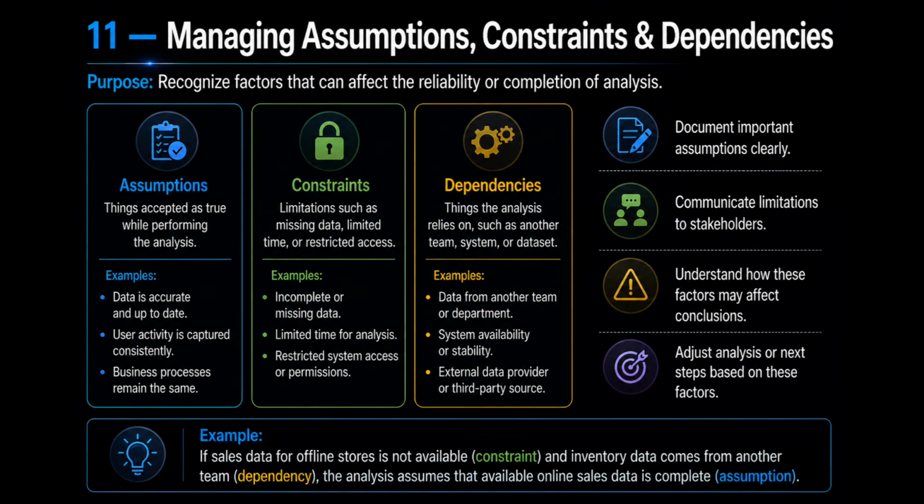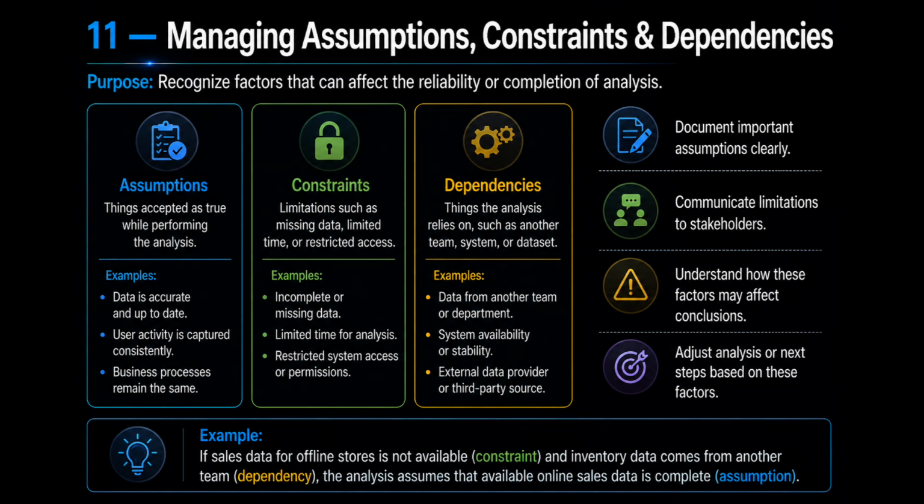During analysis, 3 important factors can affect the reliability of our results: assumptions, constraints, and dependencies. Assumptions are things we accept as true, such as believing the available data is accurate and up-to-date. Constraints are limitations like missing data, limited time, or restricted system access. Dependencies are things the analysis relies on, such as another team, system, dataset, or external data provider.